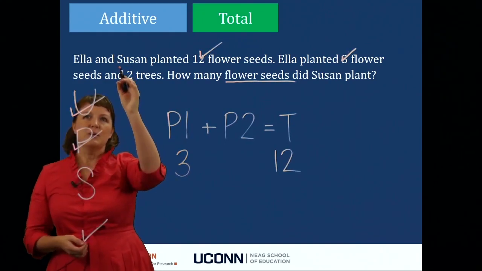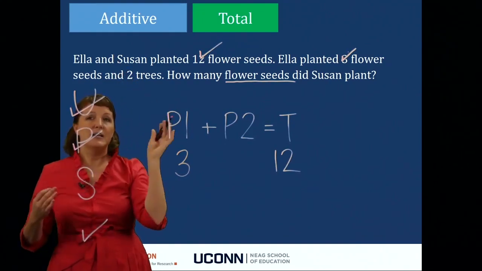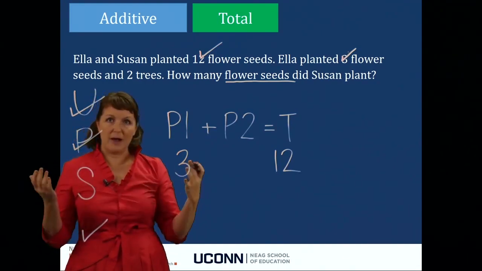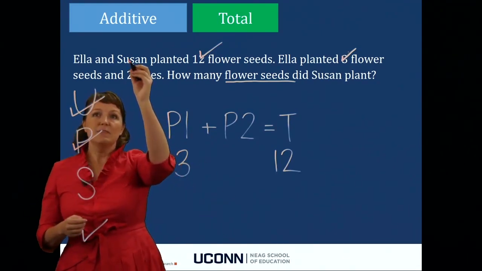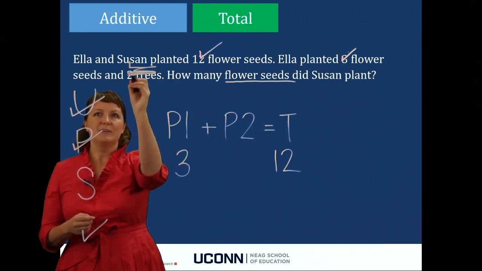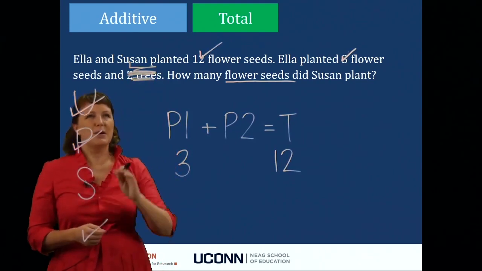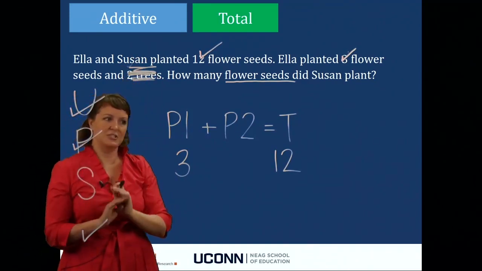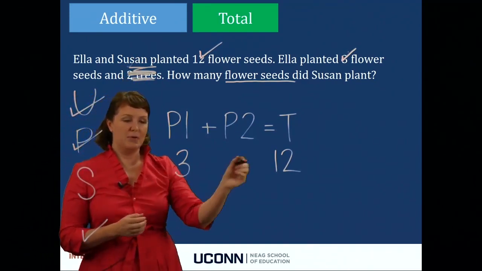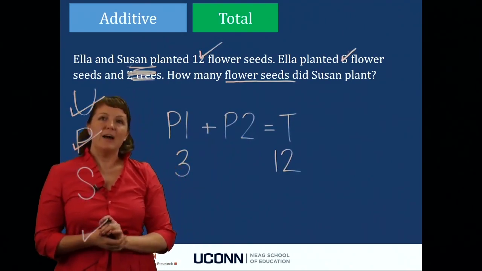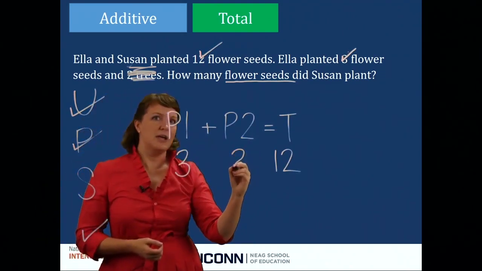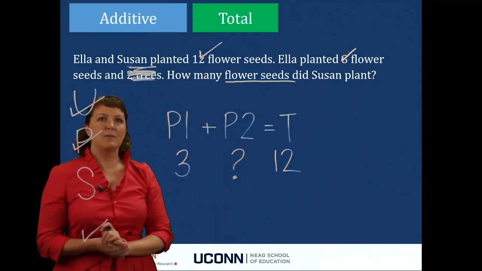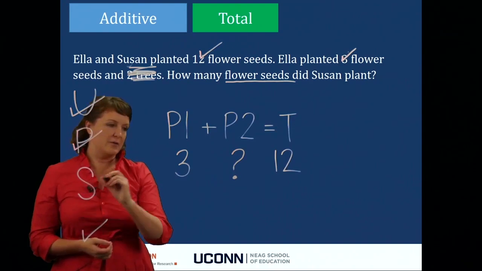Now I've got some information up here, 2 trees. I'd say 2 is a number, so we're going to stop, but 2 doesn't talk about flower seeds, it talks about trees. So that is irrelevant information, and I'm going to cross that out. I do not need that information. Probably wouldn't always encourage students to cross it out so violently, but now we've got that 2 trees crossed out, and I'm not going to confuse it and put it into my equation. And then finally, how many flower seeds did Susan plant? We don't know that. I'm going to mark my missing information this time with a question mark. And now I'm going to solve this problem.